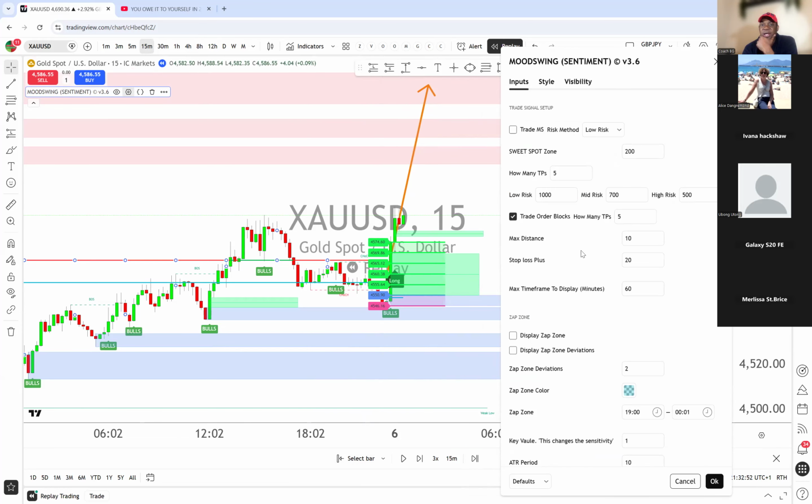All right. Where it says max distance here, that means that the bulls or the bears need to show up within 10 of these candles, right? After the order block here, and it will show the trade setup. If it's outside of that, then the trade setup wouldn't show.